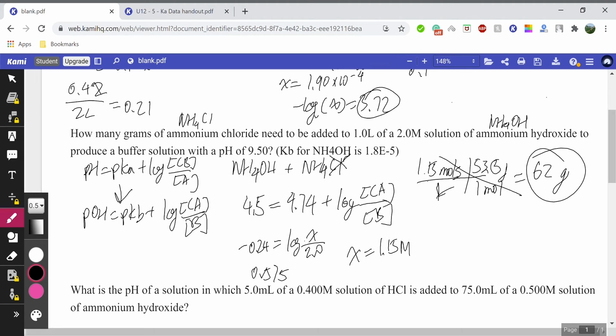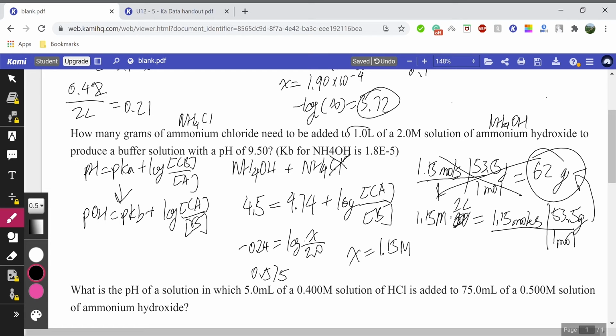Actually, no, there's a better way to do it. 1.15, we have molar, right? Molar is moles times volume. So we need to convert from molar times the volume, which is 1 liter actually. Do molar times liters to get you moles, and then from the moles you can convert to grams, which will still give us the 62 grams because we're in a 1 liter solution.